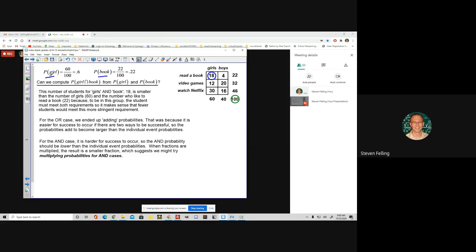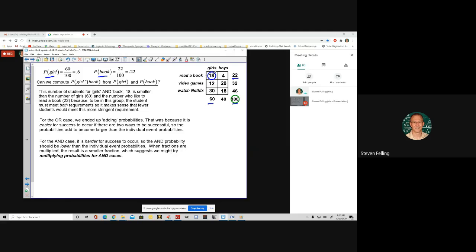Well, the probability of just being a girl would be 60 out of 100, which is 60%. And the probability of someone liking a book would be 22 out of 100, or 22%, right? In the OR case, there was more than one way for something to get in the event. They could be in the event with just A, or just B, or both of them. So it made sense that we added, because the probabilities increase when we add probabilities.